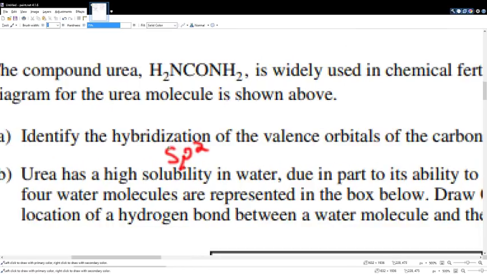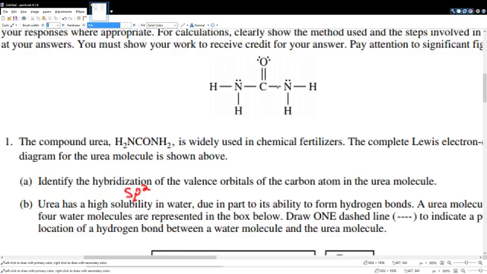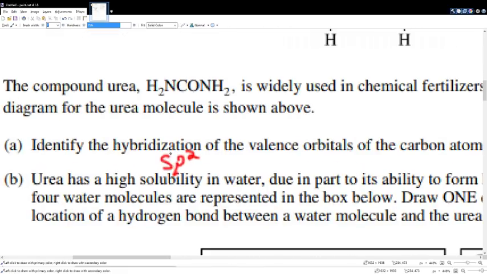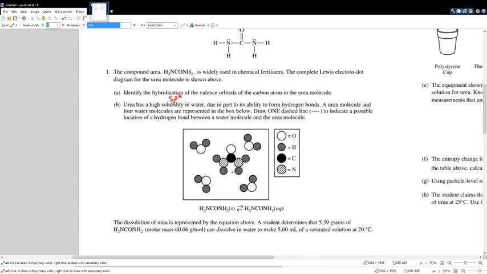The steric number here, the addition of the exponent, should equal the total number of electron density regions, and it does: 1 plus 2 equals 3. And that's your answer for part A. It doesn't ask you to justify at all, which is helpful.